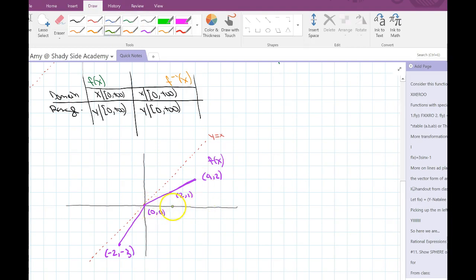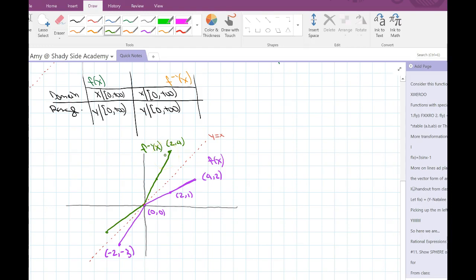Let's see. Well, 4, 2 is going to become 2, 4. Okay. 2, 1 becomes 1, 2. 0, 0 stays where it is. Negative 2, negative 3 becomes negative 3, negative 2. And I know it's going to be maybe a little bit snug on your paper. All right, look at that. And this is the inverse.